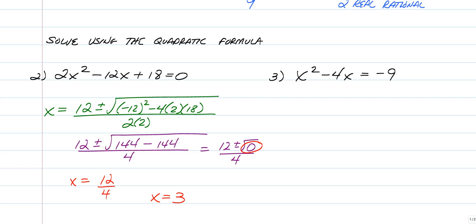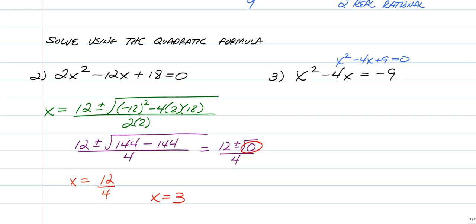Okay? Let's jump to example number 3. First thing you would have to do is obviously add your 9 over to the other side to get it in standard form. So that would be x squared minus 4x plus 9 equals 0.